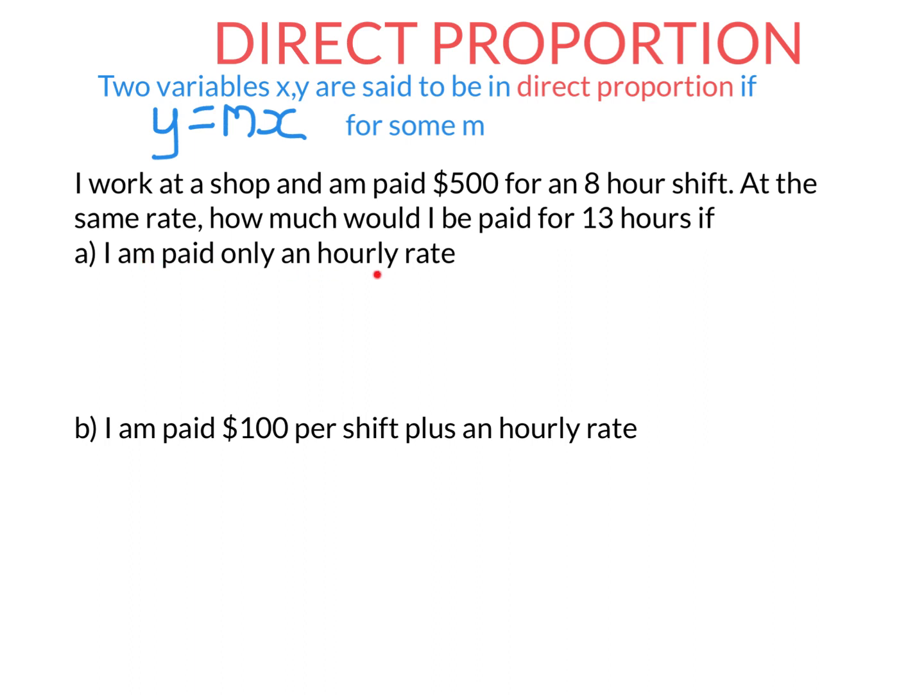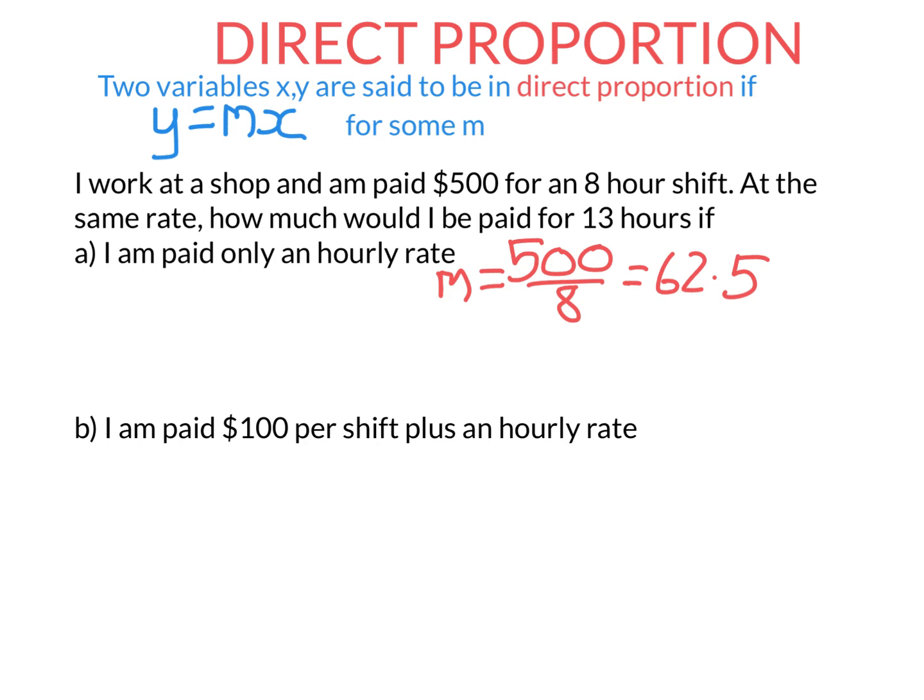So if you are paid only an hourly rate and you get $500 for an 8-hour shift, 500 over 8 equals 62.5. You are earning $62.50 per hour. Now this is our m, or gradient. It's the rate of change. Each time you work an additional hour, you're paid $62.50.